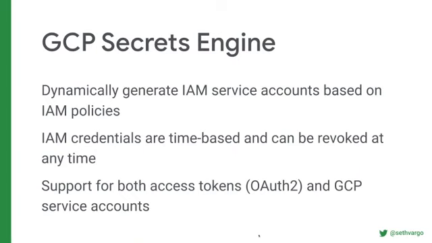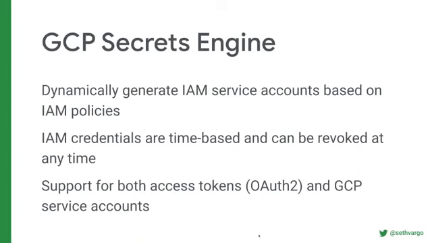Another really exciting feature that happened in 0.10 is the support for the GCP secrets engine. So previously I talked about the GCP auth method. Auth methods are ways in which users or machines supply information to Vault, and then that is converted into a Vault token with policy. Secrets engines are responsible for storing or generating credentials. So the GCP secrets engine dynamically generates IAM service accounts based on policies. And unlike GCP service accounts by default, these IAM credentials are time-based and can be revoked at any time.